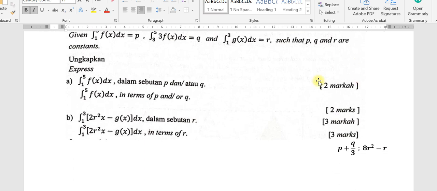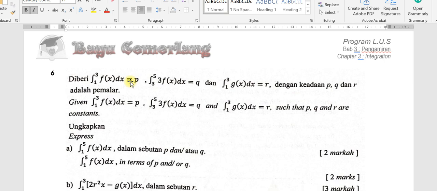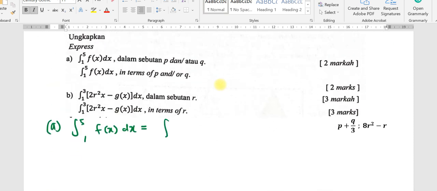Okay, let's see. Okay, so kita tengok. First one, they want the 5, 1 just fx dx. Okay, kita tengok fx ada dua benda ni berkaitan. Dua benda ni berkaitan. Okay. Jadi, okay, kita break the thing. 5 to 3 first. Fx dx plus 5 to 3 and then 3 to 1. Kita boleh buat macam ni kan? According to the rules of integration.